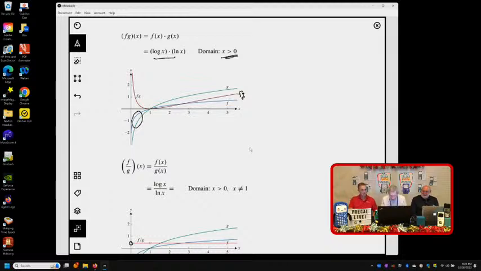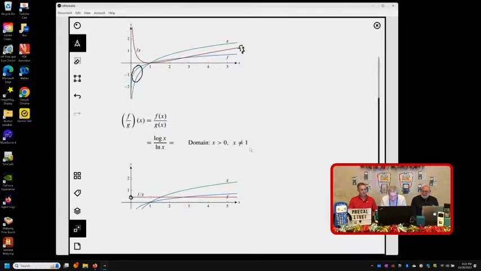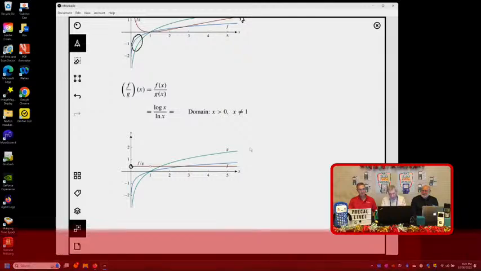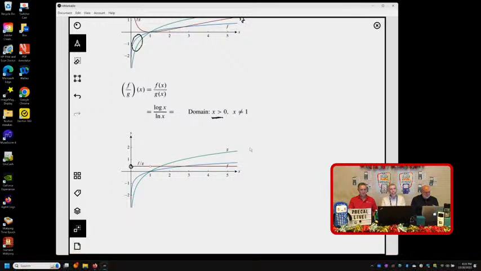That one makes sense. And here's the really interesting one, if I can arrow up here. How about this quotient? F over g of x. That's f of x divided by g of x. Well, that's the log base 10 of x divided by the natural log of x. And what's the domain here? I have to be very careful about this. It is certainly greater than 0, but why can't x be equal to 1? Why do we have to exclude that from the domain?